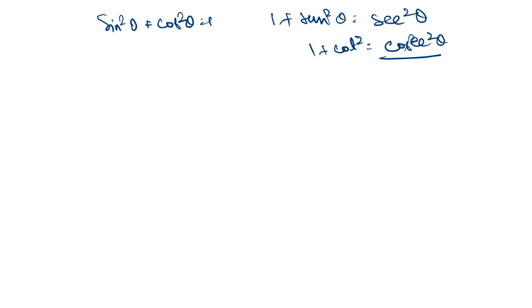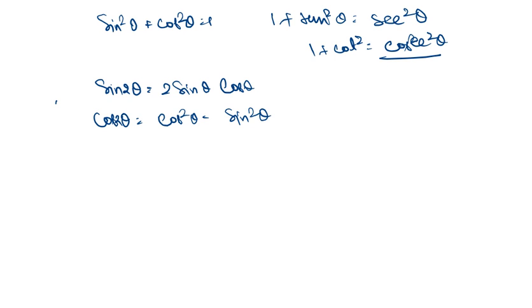Similarly, some things are there like sine 2 theta, which we will write as 2 sine theta cos theta. If cos 2 theta is there, then it can be written as cos square theta minus sine square theta. These are some formulas that you have to write and remember. This can also be written as 1 minus 2 sine square theta, or as 2 cos square theta minus 1.